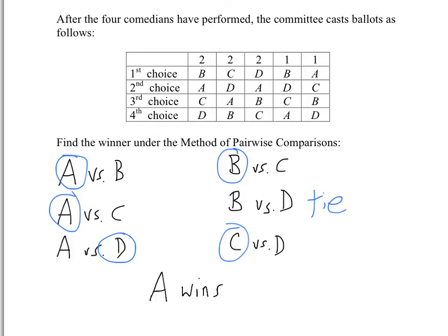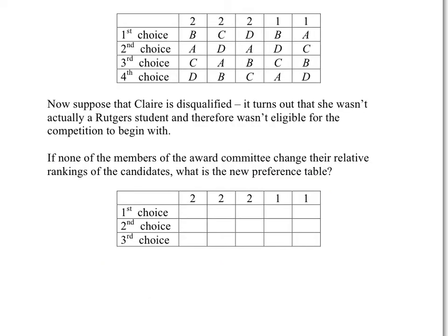election here. Now suppose that for some reason Claire is disqualified from this competition. For example, it turns out that she wasn't actually a Rutgers student in the first place, she wasn't really eligible for the competition, so we really have to do the whole thing over again.